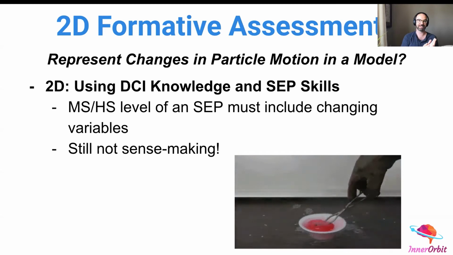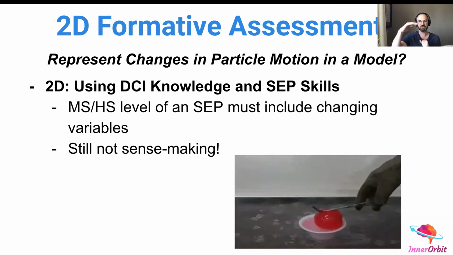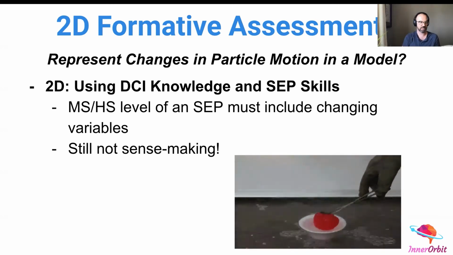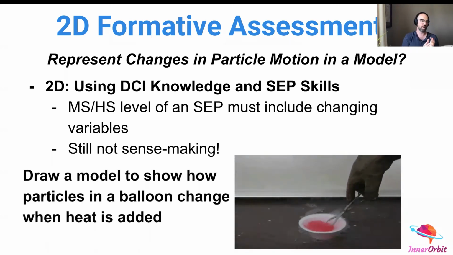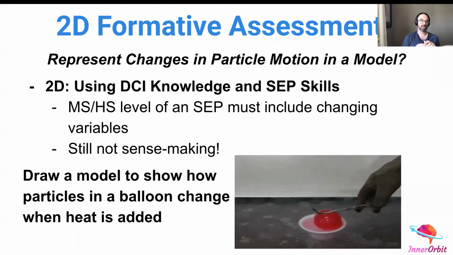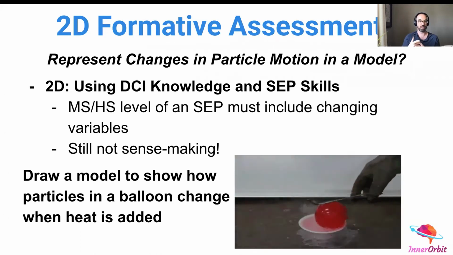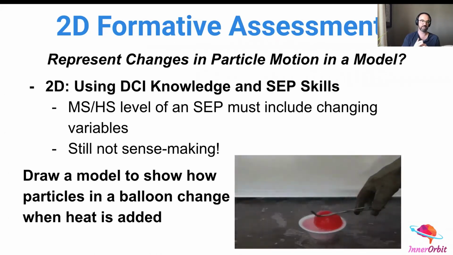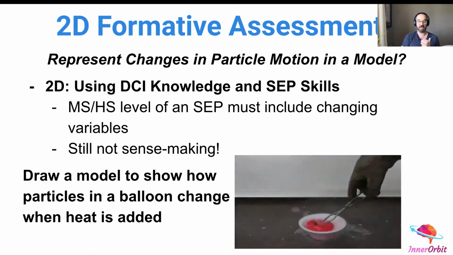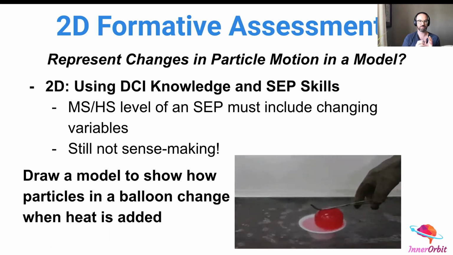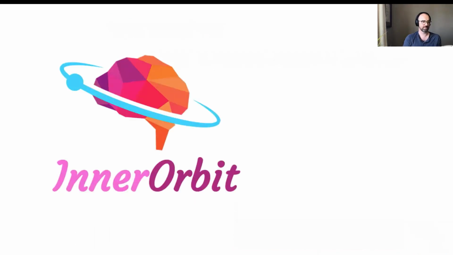This is not going to align with any sense-making state tests where students are doing really rigorous things. Draw a model to show how particles in a balloon change when heat is added. This is a two-dimensional question. Definitely, students do have to show a change. They absolutely are hitting the middle school level, at least, of an SEP, and they have to have particle knowledge about particle physics, at least relatively. That's what a two-dimensional assessment looks like.